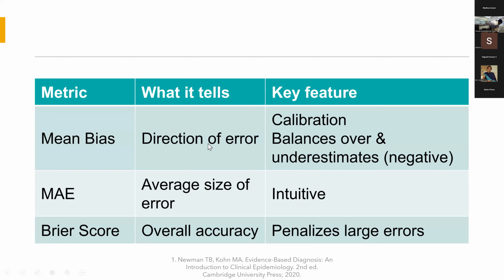So mean bias, the only advantage is that it gives the direction of error, whether the new model over predicts or under predicts the risk of death, whereas the mean absolute error will give the average size of error, and the Brier score will give an estimate as to the overall accuracy, and it will also penalize for large errors.